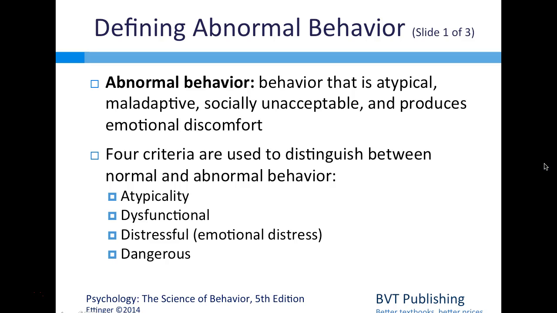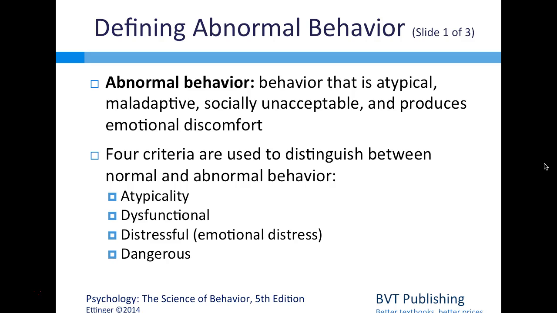Okay, so the first thing to do is to define abnormal behavior. There is no universally accepted definition of mental illness or abnormality. However, psychologists who specialize in studying abnormal behavior tend to emphasize a common core of four criteria that may be used to distinguish between normal and abnormal behavior. So abnormal behavior is atypical, maladaptive, socially unacceptable, and produces emotional discomfort.